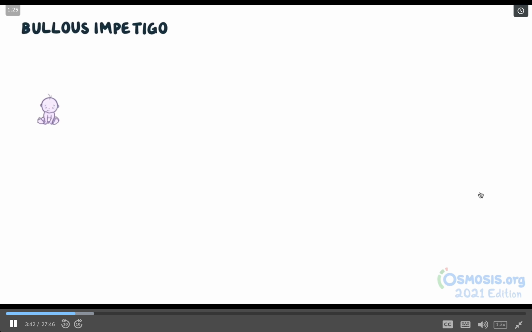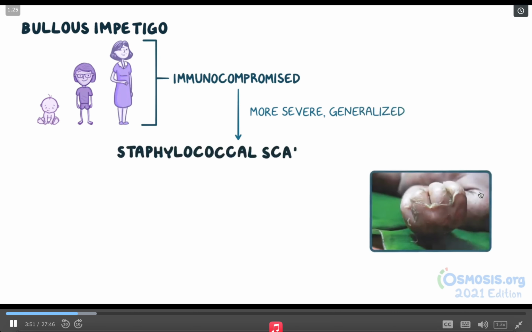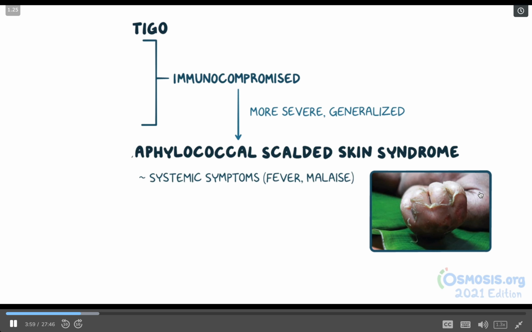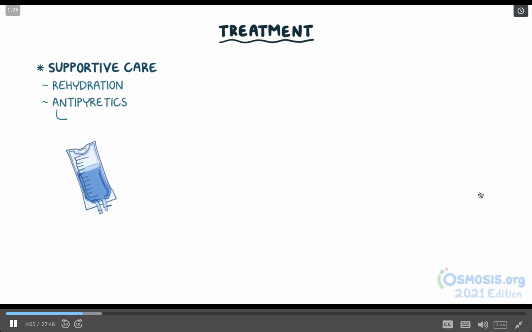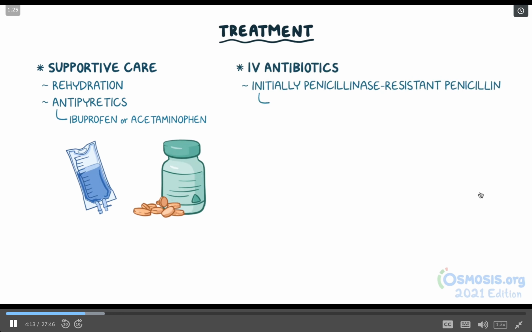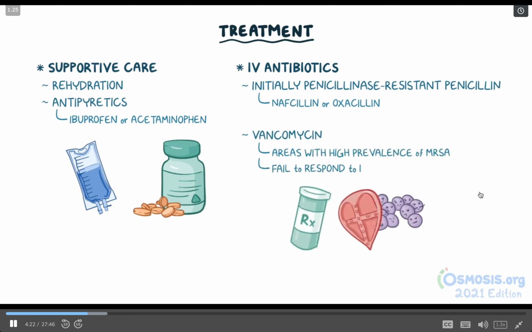Bullous impetigo in newborns, children, or adults who are immunocompromised can develop into a more severe and generalized form called staphylococcal scalded skin syndrome, which typically causes systemic symptoms like fever and malaise. The mainstay of treatment is supportive care with rehydration and antipyretics, like ibuprofen or acetaminophen, as well as IV antibiotics, initially giving penicillinase-resistant penicillin, such as nafcillin or oxacillin, while vancomycin should be considered in areas with a high prevalence of MRSA or for individuals who failed to respond to initial therapy.